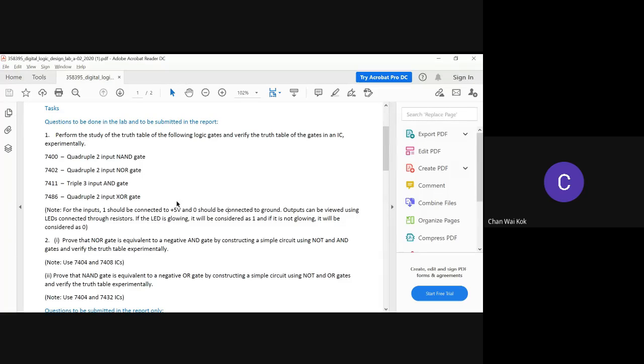So the question asks, study the truth table of the logic gate. NAND gate, NOR, and OR. Okay. I'm going to stop sharing for a while, and I'll try to present.